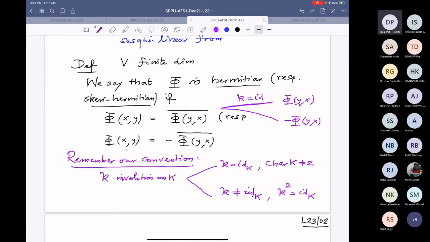This case typically occurs when you are studying bilinear forms over real numbers. When the field is the real numbers, you have no option; this option doesn't come. And when you are studying complex numbers and kappa is not identity, then it is Hermitian and skew Hermitian. And this Hermitian, I am not sure I should write this H, maybe capital.